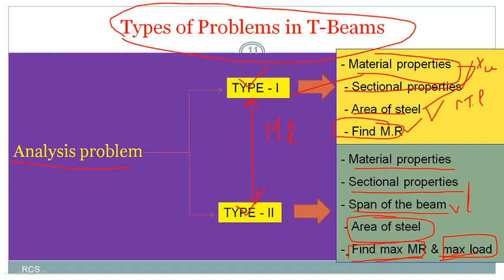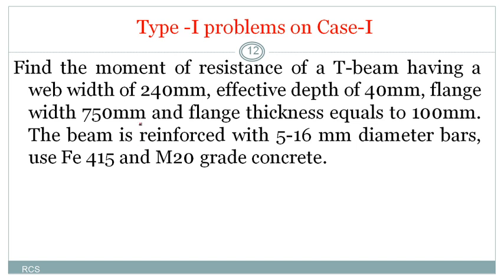So in this class we discuss numerical problems on type 1 and type 2. Let us see the first numerical, a type 1 problem, with respect to case 1. We are discussing case 1 only in this particular class. What is case 1? Case 1 is where your neutral axis falls in the flange of the T-beam. So let us analyze the beam first.